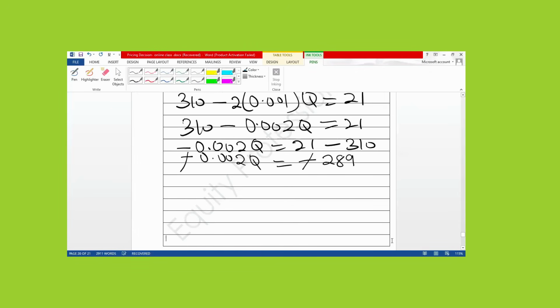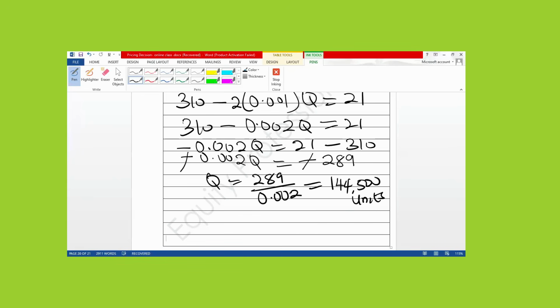This is enough. I will now do it like this. Q is equal to 289 divided by 0.002, which gives 144,500 units. That is the level of sales, the quantity of sales, at which we maximize profits.